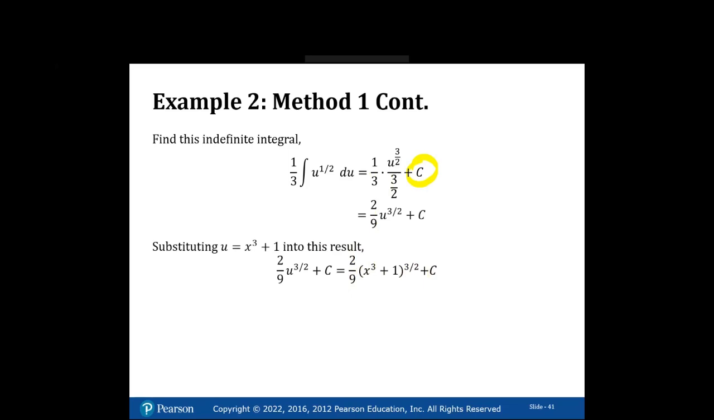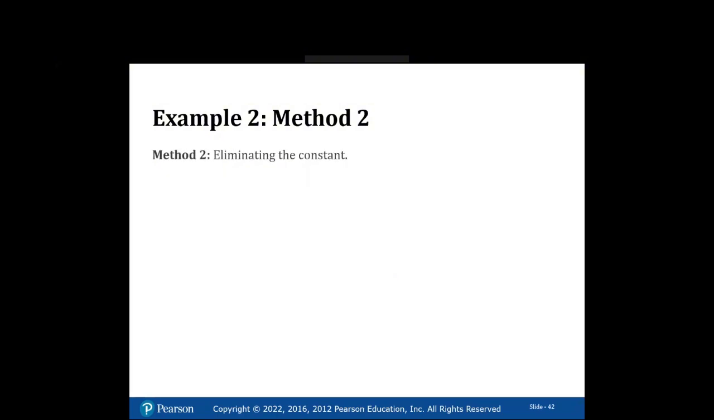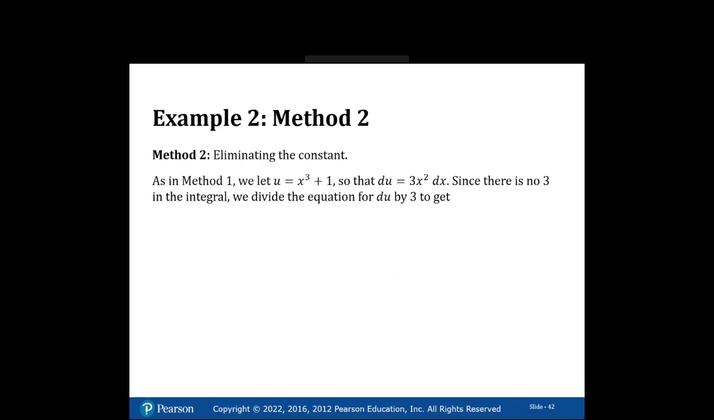So now that we have this here, that's one way to do it. Another way is eliminating the constant. Really what that is, right here I have du is 3x squared dx. What I'm going to do is divide du by 3. So now I have x squared dx, which is exactly what we have in the original. And now I know I just need to sub in a 1/3 du to compensate.